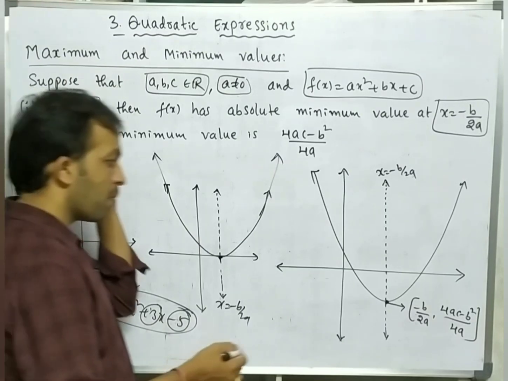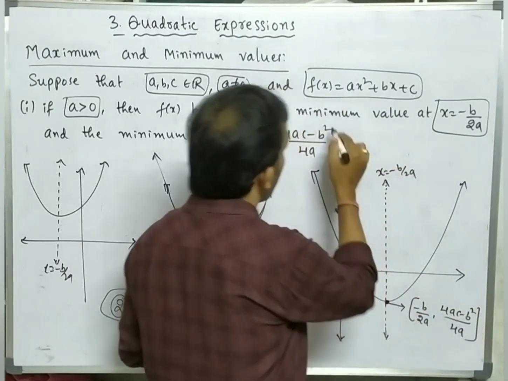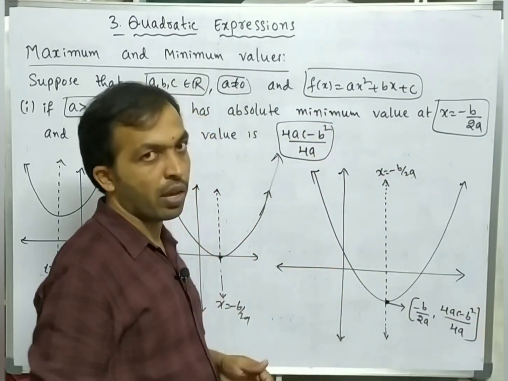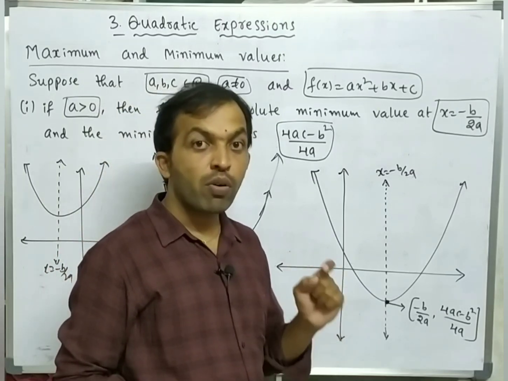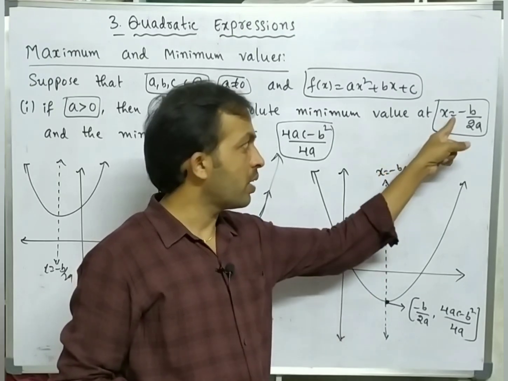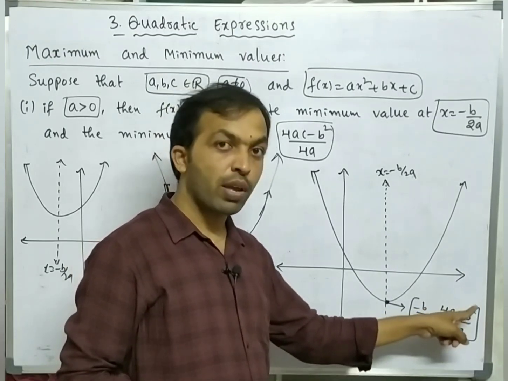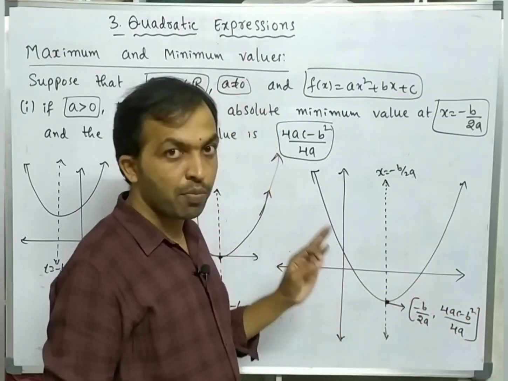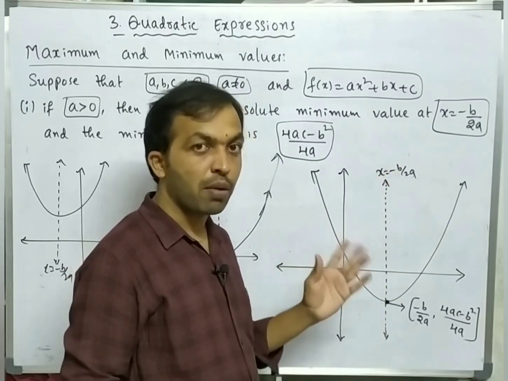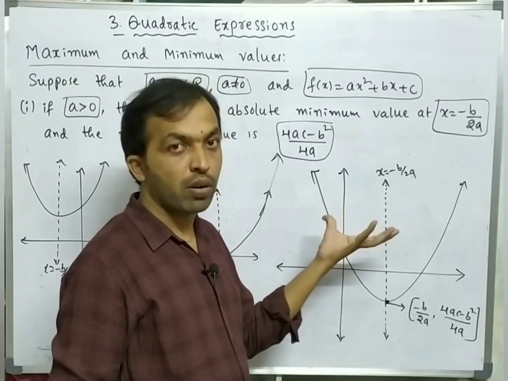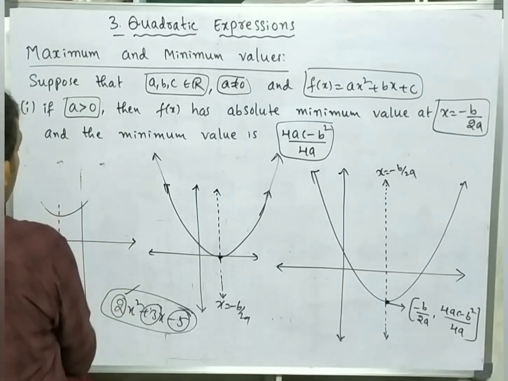Okay, and the minimum value at x is equal to minus b by 2a is 4ac minus b square by 4a. 4ac minus b square by 4a is the absolute minimum value, where it exists at x is equal to minus b by 2a. Important point: minus b by 2a comma 4ac minus b square by 4a is the absolute minimum, and x is equal to minus b by 2a is the axis of symmetry of the parabola. This parabola opens upward. Okay, so how can we get that x is equal to minus b by 2a?